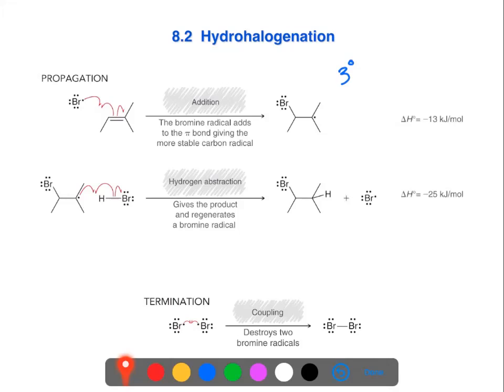So this is, again, the reason why we see a difference in the regioselectivity. We don't go through a carbocation intermediate, we're going through a radical intermediate.